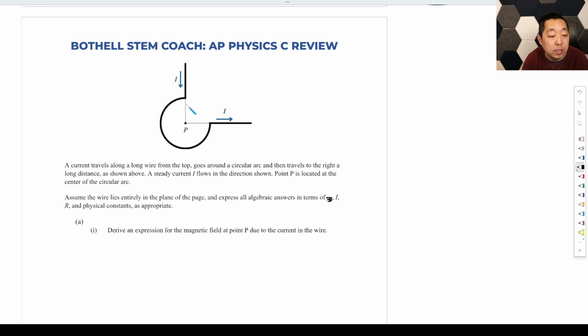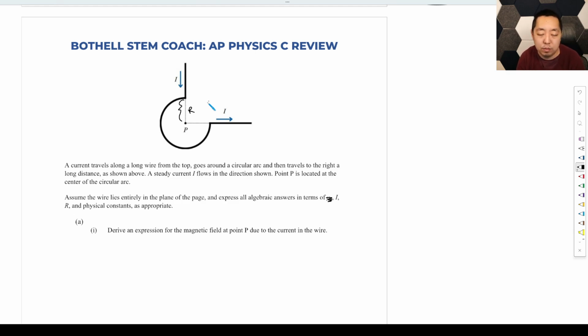What is R? I didn't say the radius. R is the radius. So R is supposed to be this part here. Derive an expression for the magnetic field at point P due to the current in the wire. Okay, so here, because there's not a lot of symmetry, we can't use Ampere's law. I love Ampere's law.